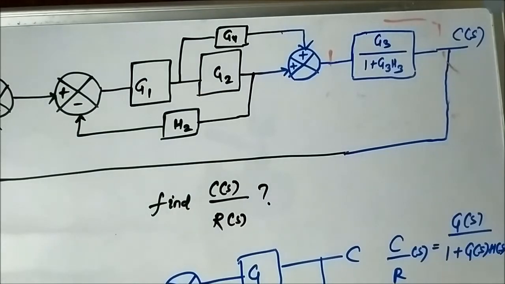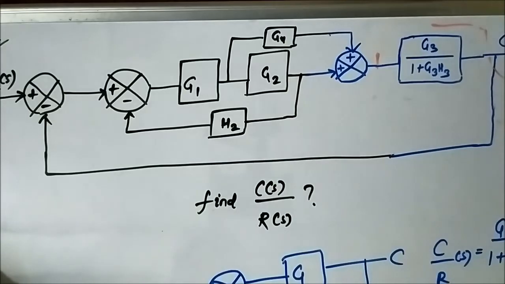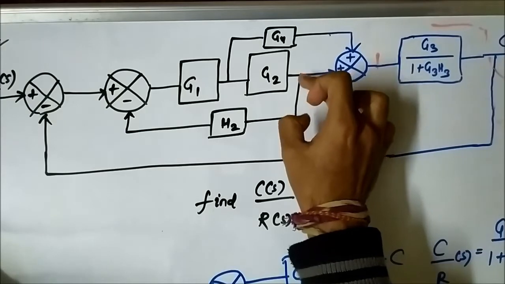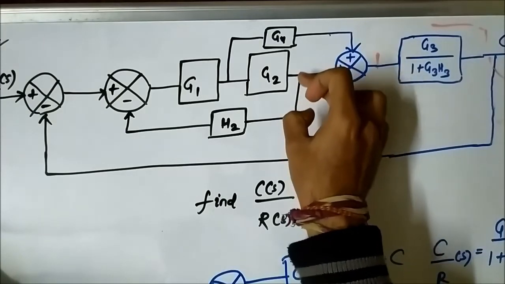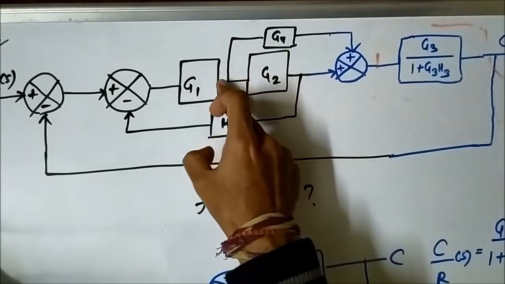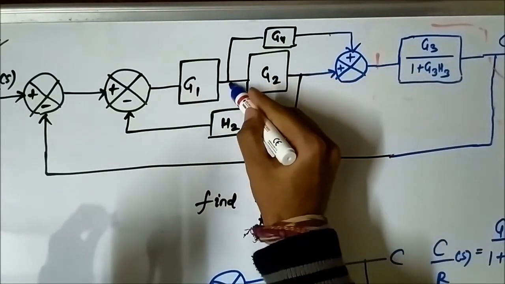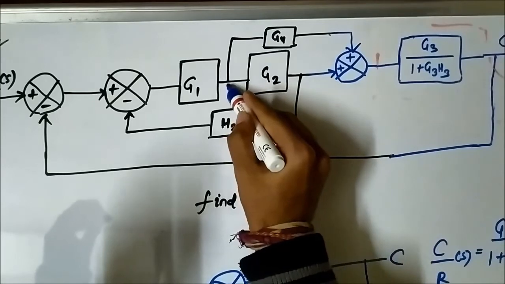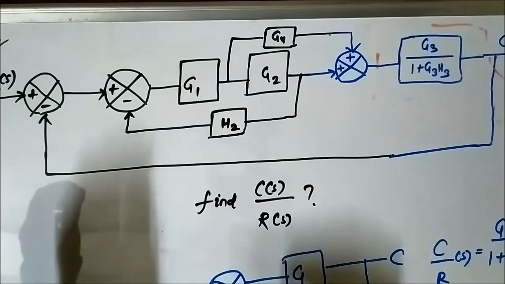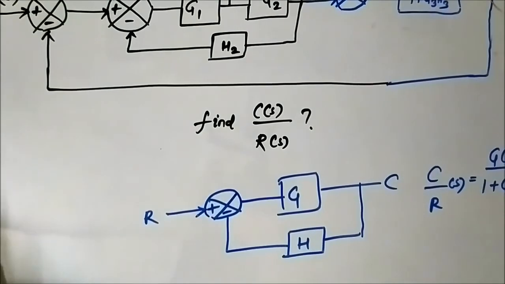Now let us shift our focus to this part. Suppose we take this point, this takeoff point, it is called a takeoff point. If we take this point and shift it behind this G2 block, it will again be converted into a negative feedback connection. So now let us understand how we take a takeoff point behind a block.